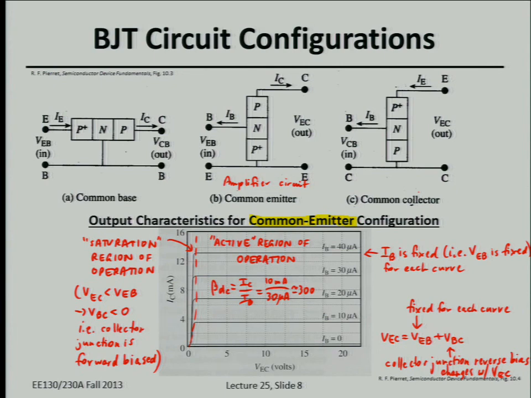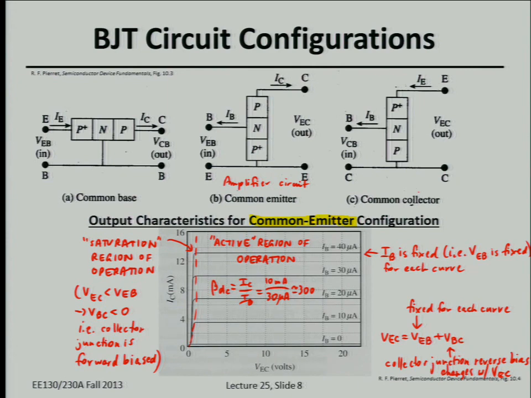So in an active mode of operation, this is where we usually use the transistor as an amplifier. The curves are flat, ideally. And the emitter junction is forward biased, so you have significant base current. And the collector junction is reverse biased. And as you change the output voltage, you're basically changing the reverse bias on the collector junction. And that shouldn't have too much effect on your collector current.